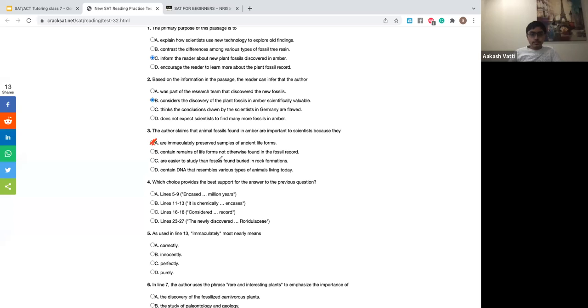Contains remains of life forms not otherwise found in the fossil record. Yes, that is something that was mentioned in the passage a bit. Are easier to study than fossils found buried in rock formations. Nowhere in the passage does it say that. Contain DNA that resembles various types of animals living today. It doesn't talk about that at all either. Therefore, B is our answer.